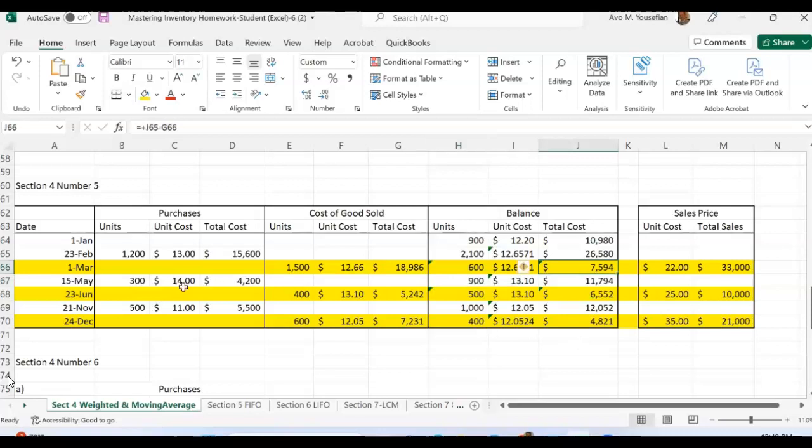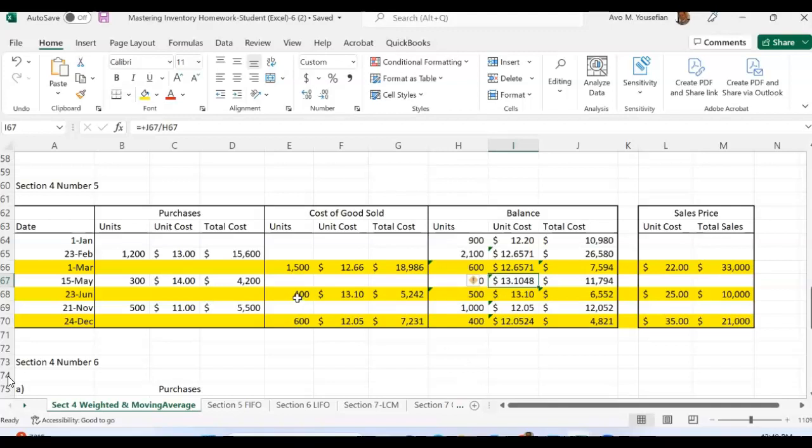And $7,594 cost plus 4,200 ends up to be 11,794. That's the formula. You go in the middle and you say 11,794 divided by 900. And that gives us a $13.10 average cost. And that's why we call it moving average, because it's changing constantly, and we go 4 decimals on that. Cool.